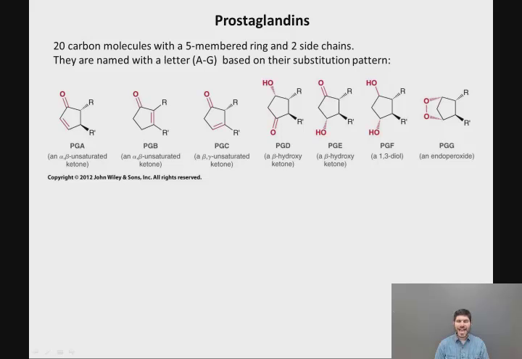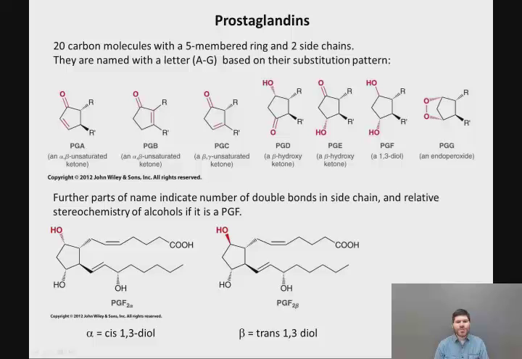Okay, so as you can see, A and B are alpha beta unsaturated ketones. C is actually a beta gamma unsaturated ketone. D and E are beta hydroxy ketones. And then F is a diol, and G is something that has 2 oxygens bound to each other, and that's actually called a peroxide. And in this case, it's called an endoperoxide because it's under the ring.